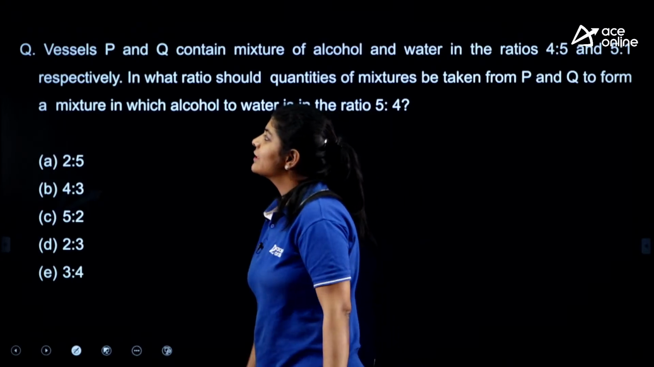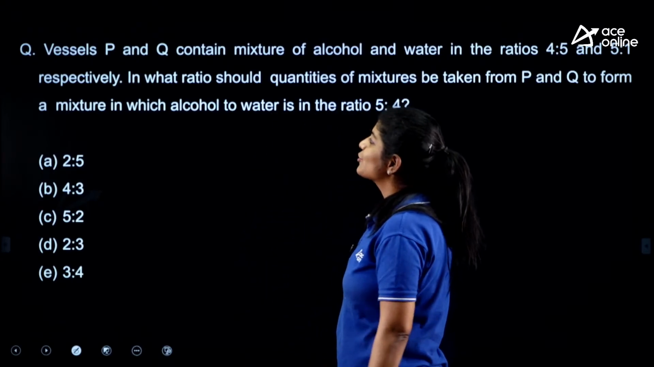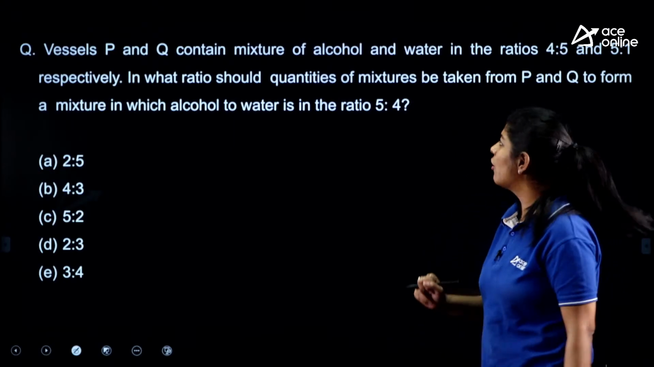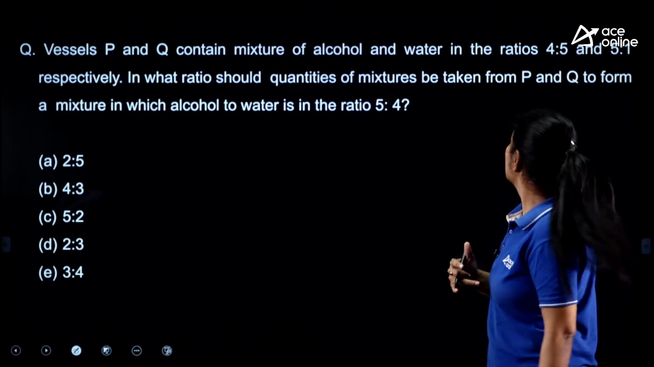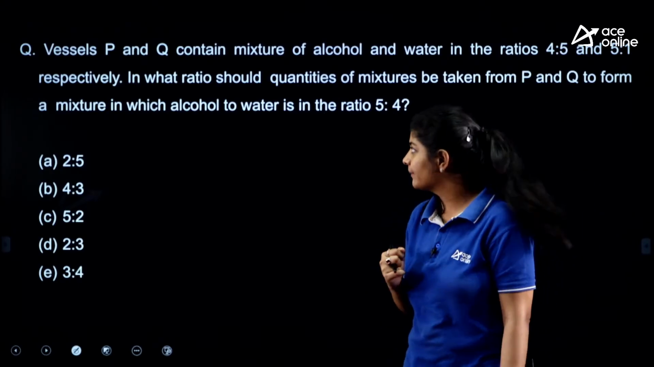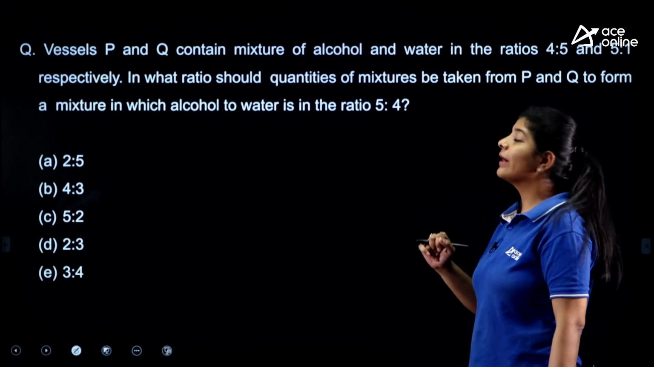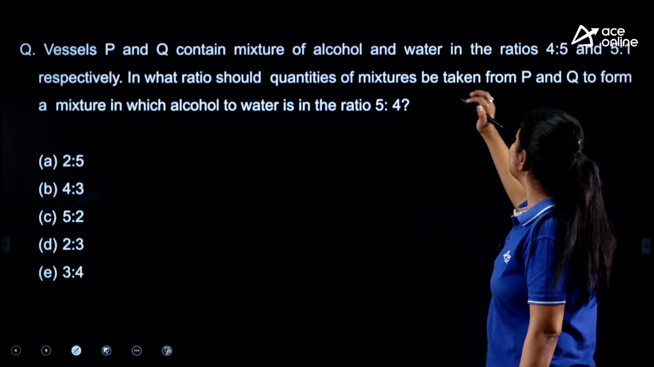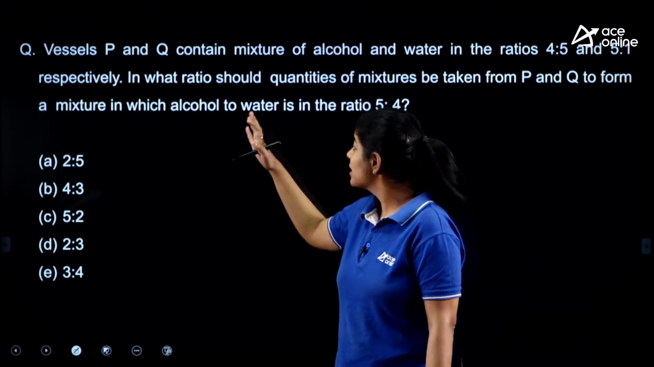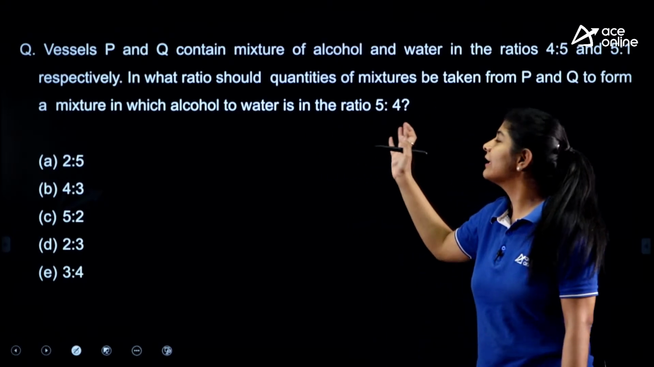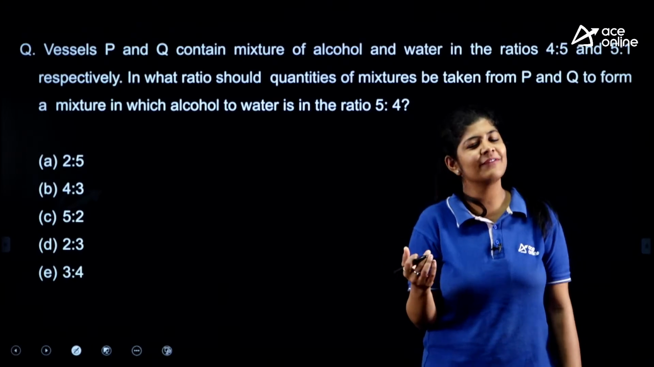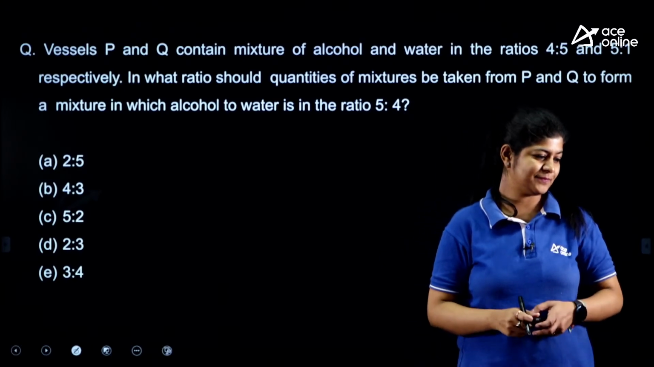The next question is from mixtures and allegation. The question says that vessels P and Q contain mixtures of alcohol and water in the ratios 4:5 and 5:1 respectively. In what ratio should quantities of mixtures be taken from P and Q to form a mixture in which alcohol to water is in the ratio 5:4? We only need to put the allegations and we can easily get the answer.